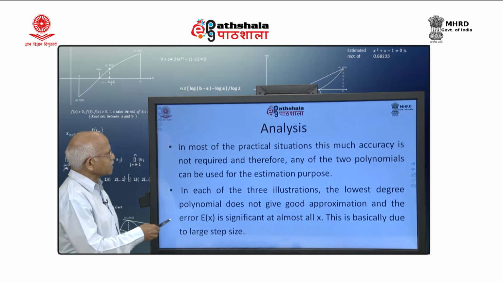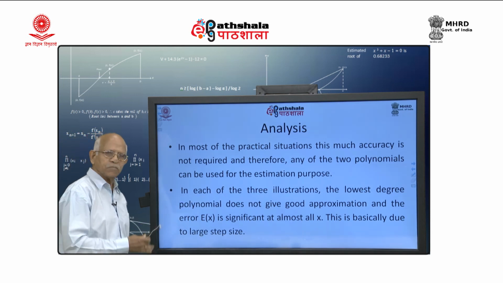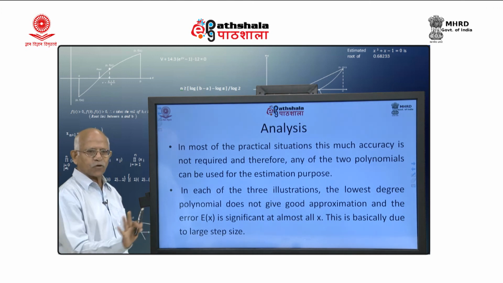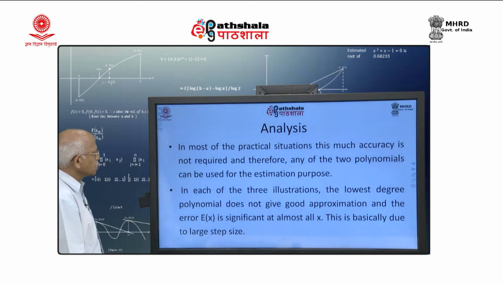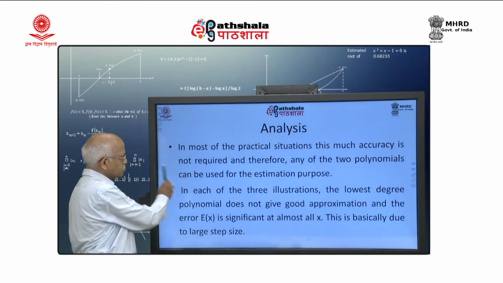So, in most practical situations, this much accuracy is not required, and therefore any of the two polynomials can be used for the estimation purpose. So, that means there is no difference between backward and forward as far as estimation is concerned here. That is my first observation.